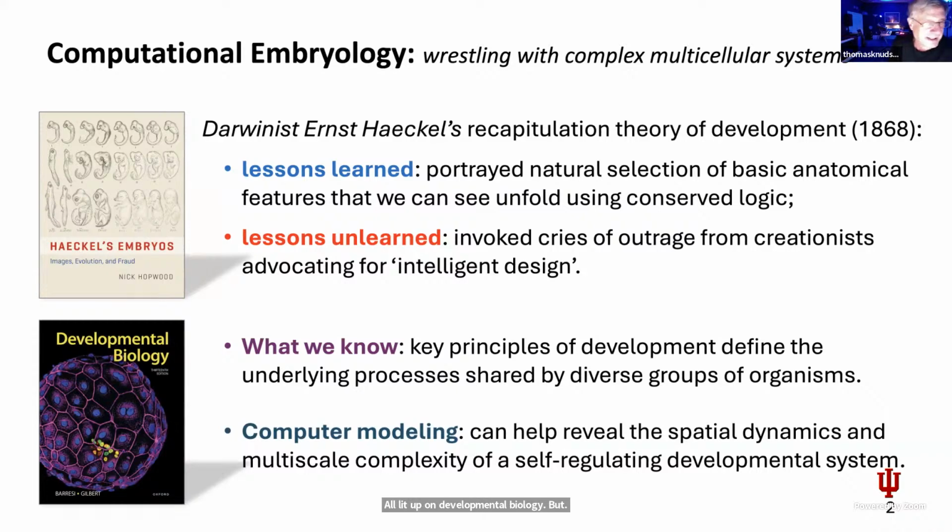in terms of looking at vertebrate embryogenesis, the basic vertebrate body plan is laid down very similarly across most, or essentially all vertebrate species. And back in the 1800s, a Darwinist, Ernst Haeckel, has this very famous portrayal where he was able to portray the natural selection of basic anatomical features in the embryo. And the cool thing about this is with that pattern, you can actually see things unfolding using very conserved logic, going from early development up through the different anatomical configurations you see across vertebrate species.